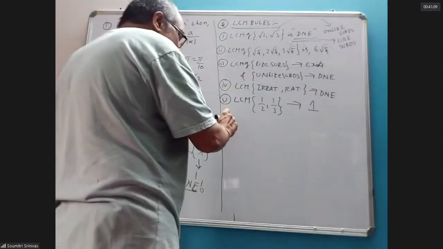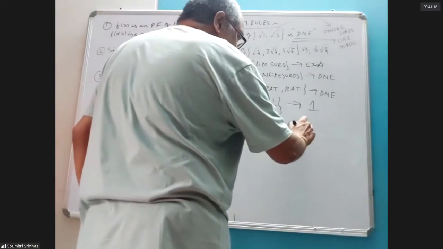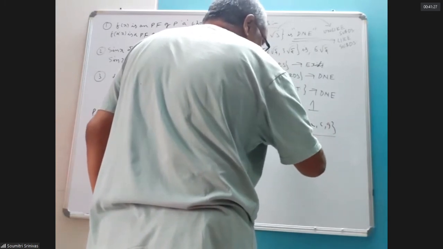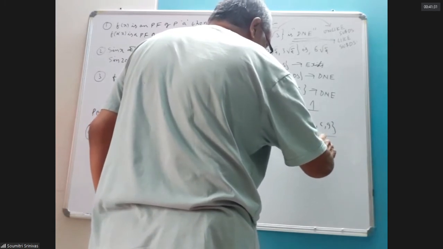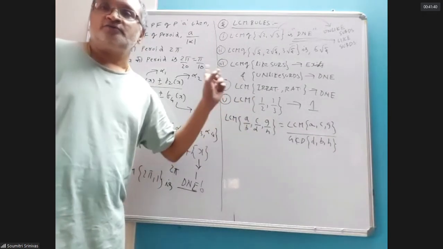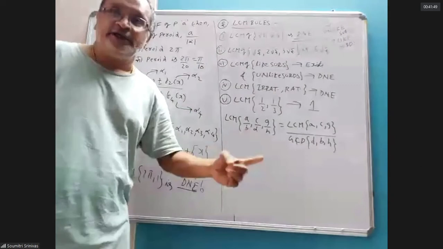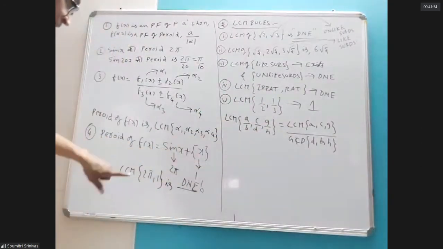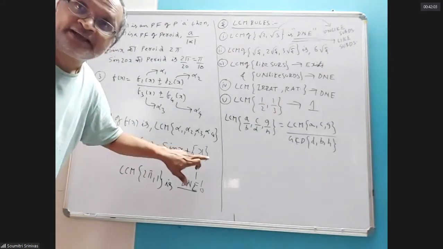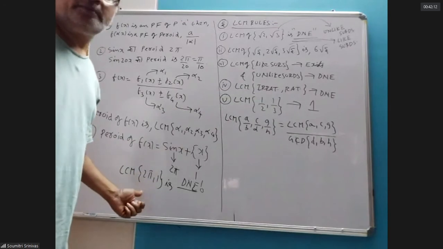What is the rule? LCM of A by B, C by D, G by H equals LCM of the numerators A, C, G divided by GCD of the denominators B, D, H. What is the LCM of 1 by 2, 1 by 3? LCM of numerators 1, 1 is 1. GCD of denominators 2 and 3 is 1. So 1 by 1 is 1. Now come back. 2π is irrational, 1 is rational. LCM of rational and irrational does not exist. Hence, this is non-periodic.